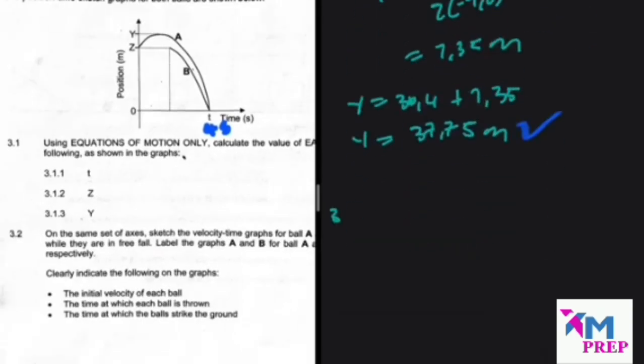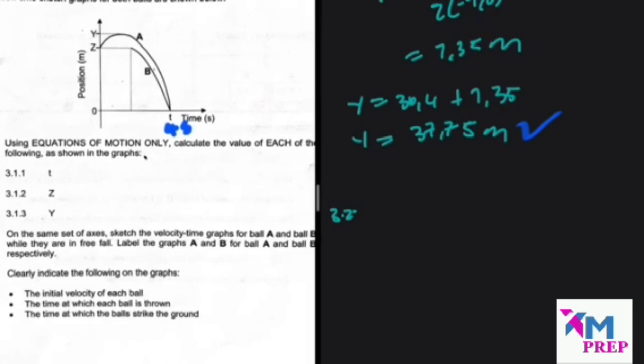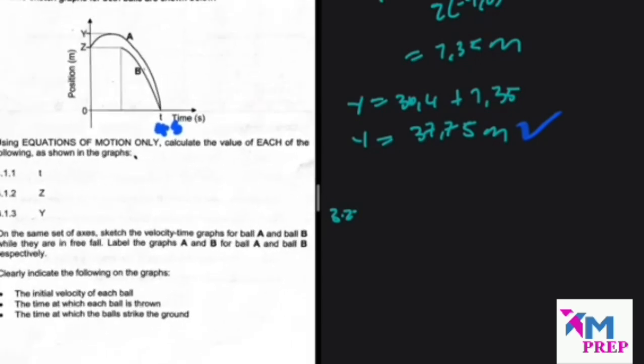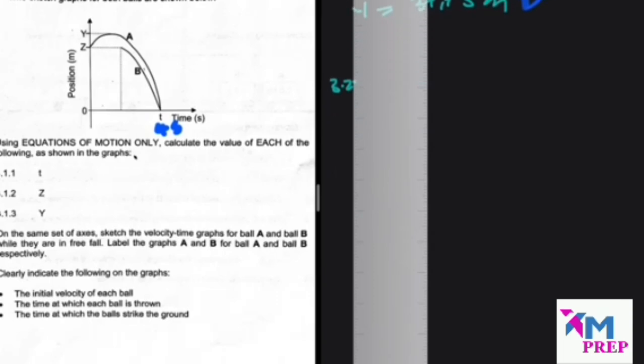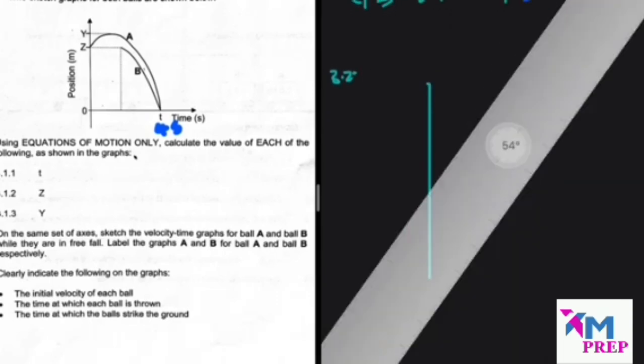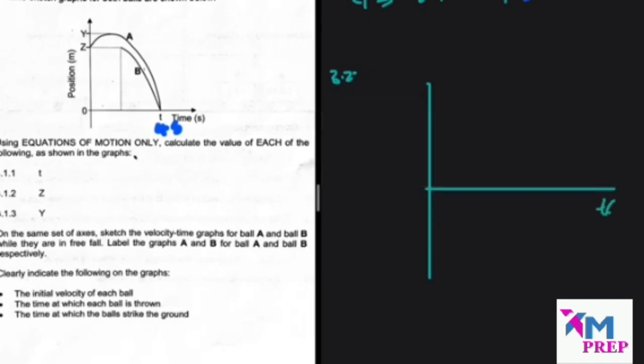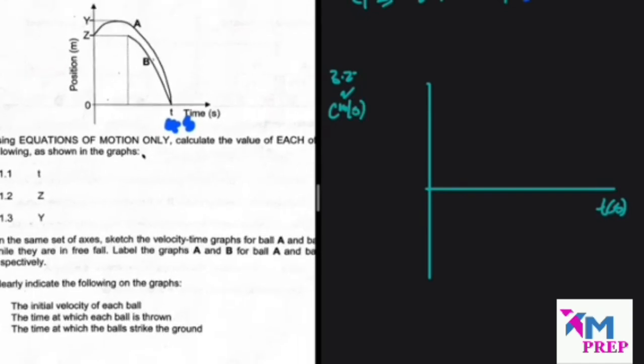And then 3.2, we are supposed to, on the same set of axes, sketch the velocity-time graphs for balls A and B while they're in free fall. Okay, so let's do that. Let's have our axes first. That's v, that's t. So t in seconds, v in meters per second. The initial velocity of ball A is 12, taking up as positive, and that of B is minus 5.4. We can just put the time as t, but we know fully well that it is 4 seconds.